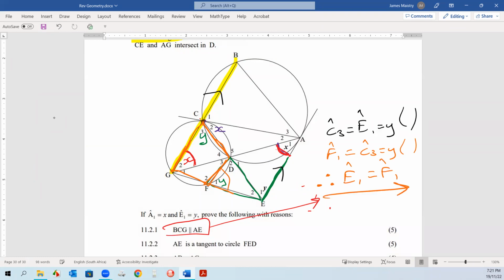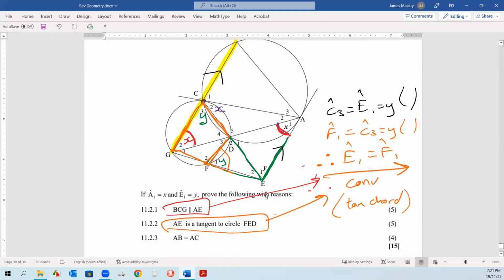Very important point. And therefore, copy the question down. Therefore, AE is a tangent to the circle. And your reason for that would be tan chord theorem, but you're proving. So remember, put the word converse on top. Good one. Getting there.